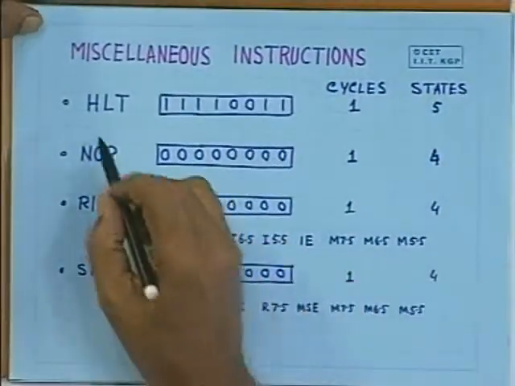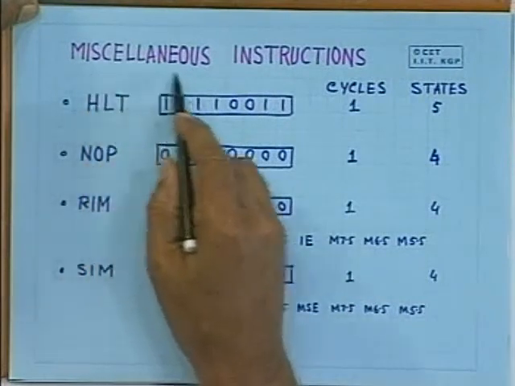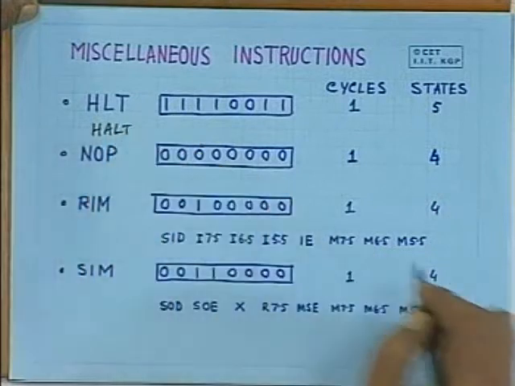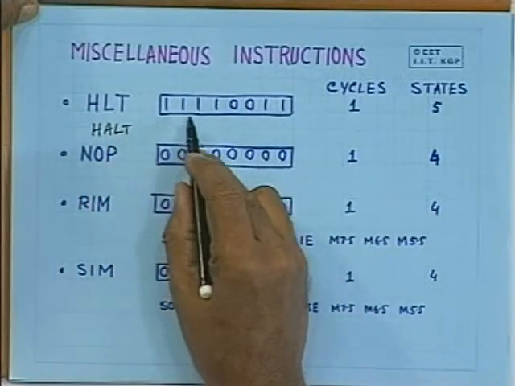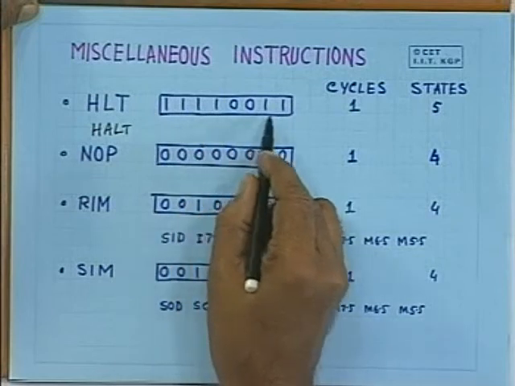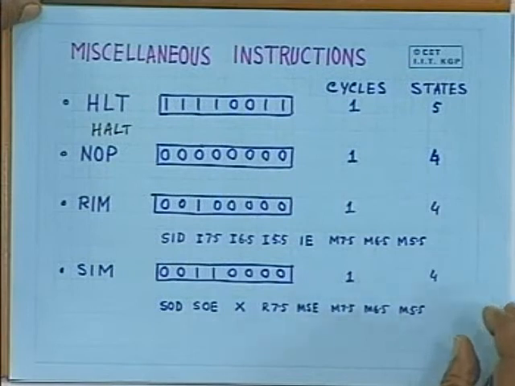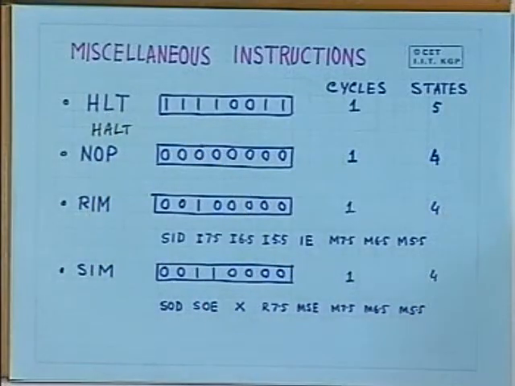The first instruction that we shall discuss under this category is halt. It has the code of 1110, 1111, 0011. Here it takes 1 machine cycle to execute and requires 5 states or clock cycles. What is the purpose of this halt? Obviously, whenever this halt is executed, the processor is halted. No further execution of instruction takes place.